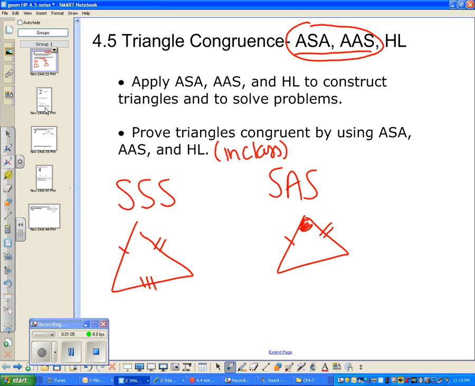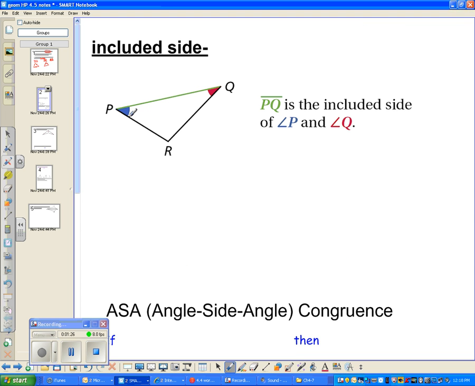So the first shortcut is ASA, and ASA looks a lot like SAS. Remember, SAS is important because this angle is included. It's in between those 2 S's. In ASA, this S is called an included side because it's in between those 2 angles. So the first vocab word that you'll want to take note of is an included side. If we want to talk about these 2 angles, angle P and angle Q, side length PQ is going to be the included side. It's in between those 2 angles that we're talking about.